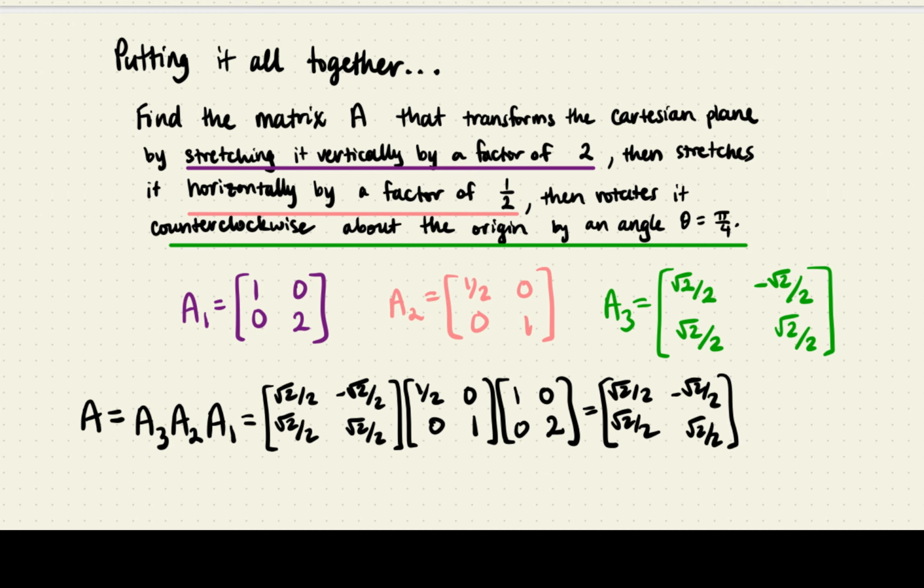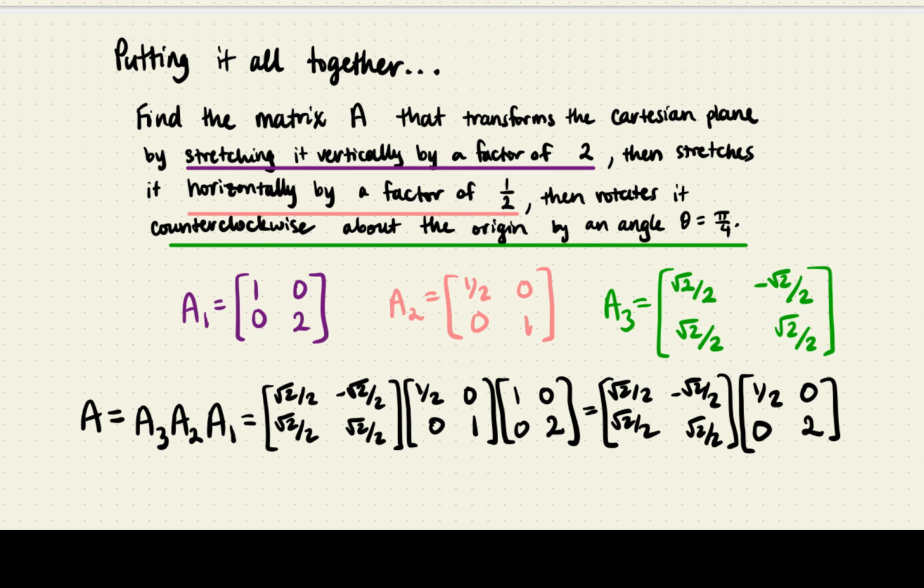If I multiply A1 and A2, I'm going to have 1/2 times 1 plus 0 times 0. So in the first row, first column, I'll have a half. And then I'll have 1/2 times 0 plus 0 times 2. So in the first row, second column, I have 0. Then 0 times 1 plus 1 times 0, I'll get 0. And 0 times 0 plus 1 times 2, I'll get 2. I almost started multiplying A3 there, but that's the next step.